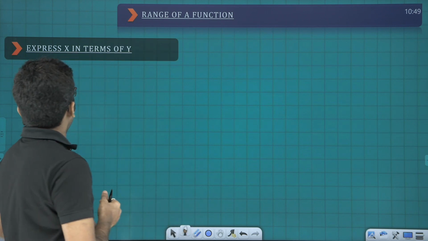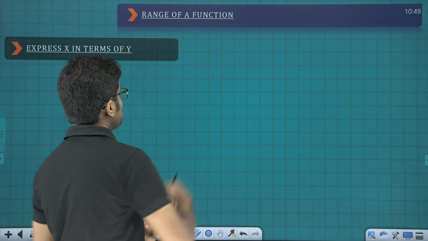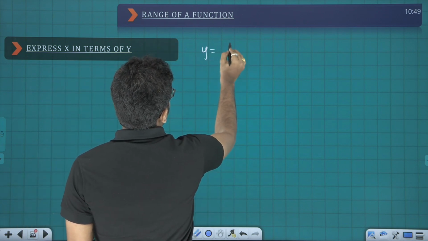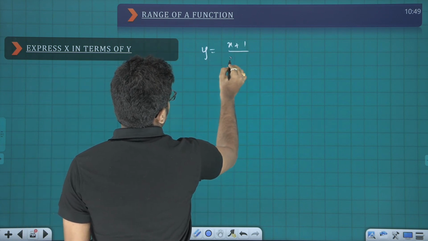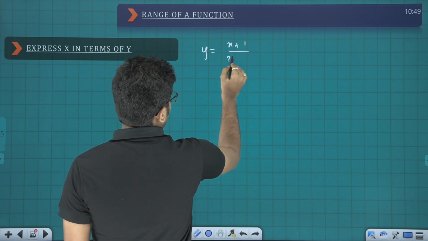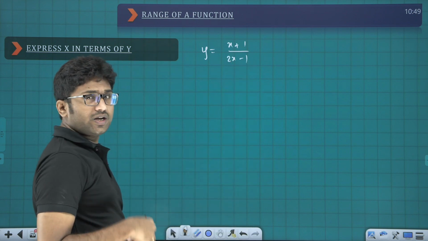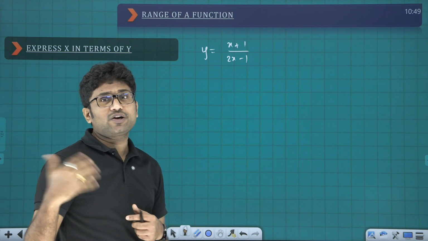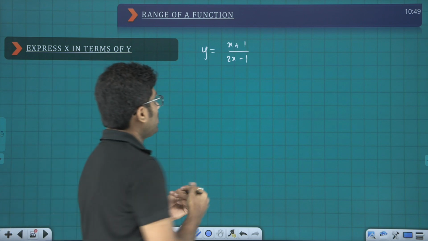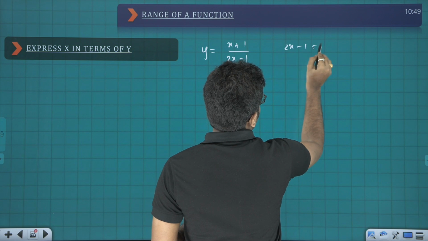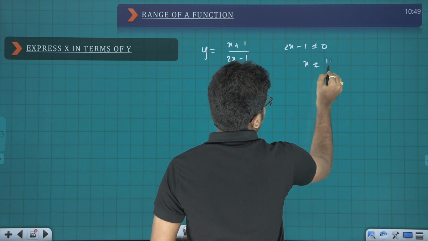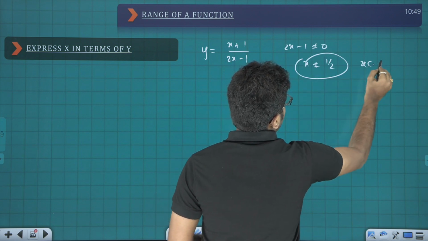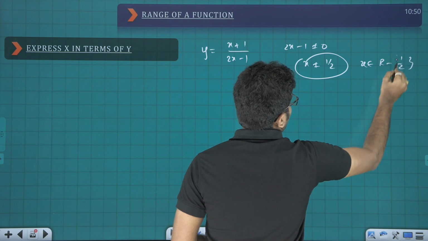Next, expressing x in terms of y. Suppose we have a function y is equals to (x plus 1) divided by (2x minus 1). To get the range, what we do is, what is the domain? Generally the denominator cannot be equals to 0, that is the domain. So the domain of this function is 2x minus 1 not equals to 0, x not equals to 1 by 2. So x belongs to R minus {1 by 2} is our domain, friends.